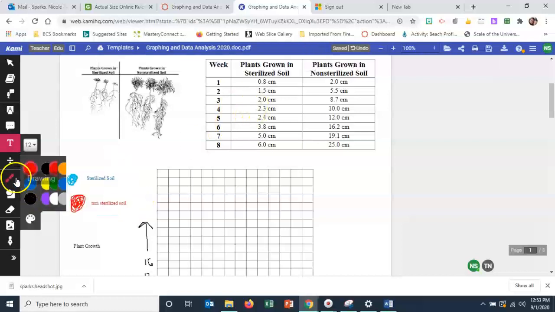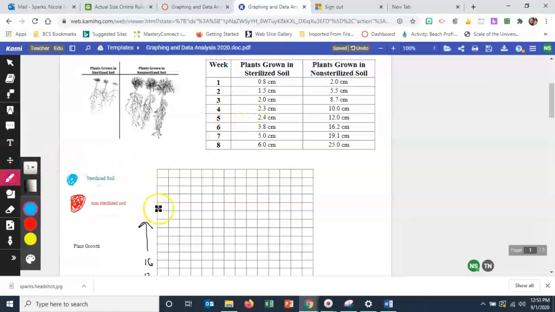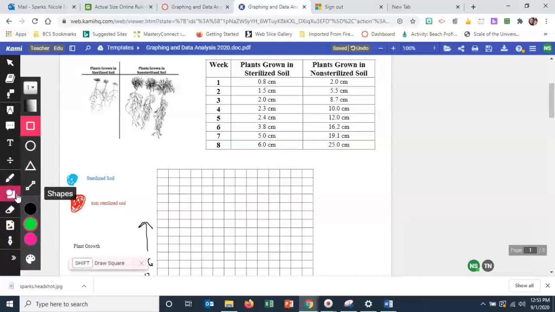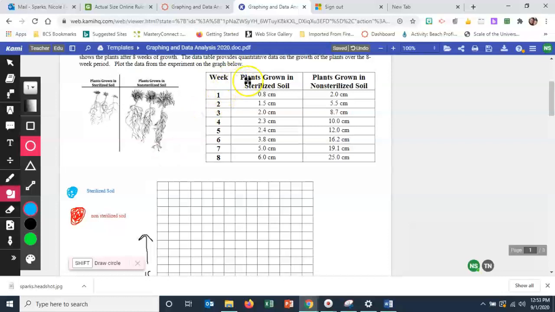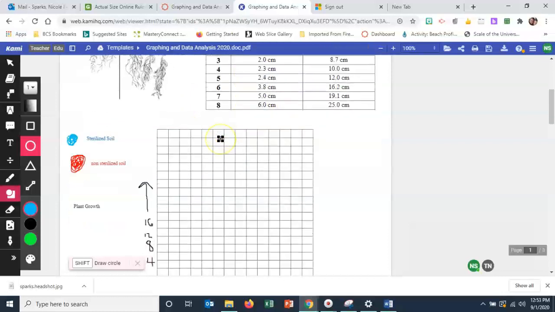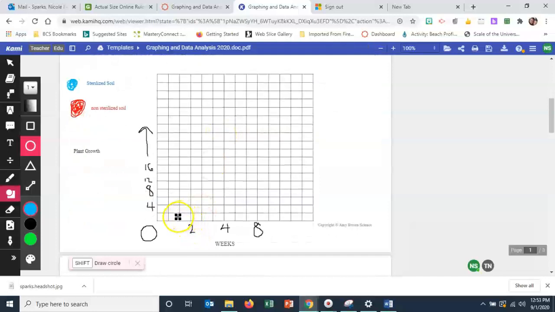All right, so let's start with sterile. Let's make sure that once again we are back to our blue so that we put the right dots in. There are also shapes here if you want to do shapes. If that floats your boat, you could do a little circle here. So at 1 week, we can see that our sterilized grew only 0.8 centimeters. So if this is 2, we're going to say that this is 1.5, 1, and then all the way down to 0. So we're at 0.8 right here. So we're not all the way at our 1. So that's going to be our first dot.